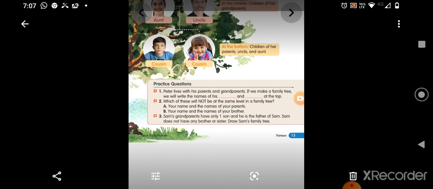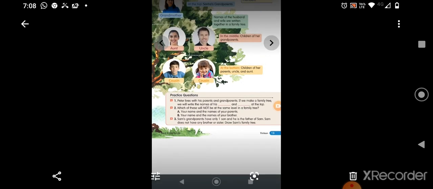Third question. Sam's grandparents have only one son and he is the father of Sam. Sam does not have any brother or sister. Draw Sam's family tree. So Sam's parents, Sam's grandparents, because Sam's father does not have any sibling, brother or sister. And Sam is also not having any brother or sister. So very simple way you can depict. As I told you, this can be done on an A4 sheet. Sam's family on one side and your family tree, whichever way you want to do, like the box way or a tree and fruits way, you can complete and send me the pics, children.